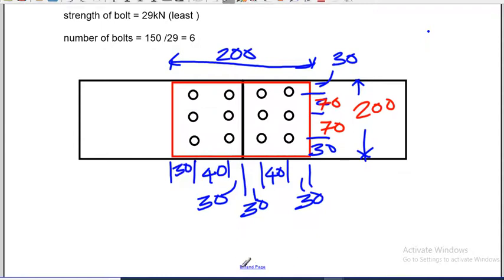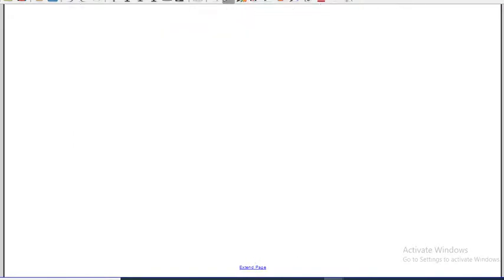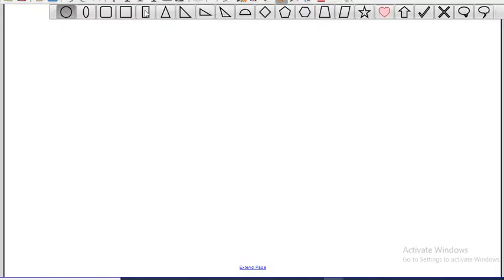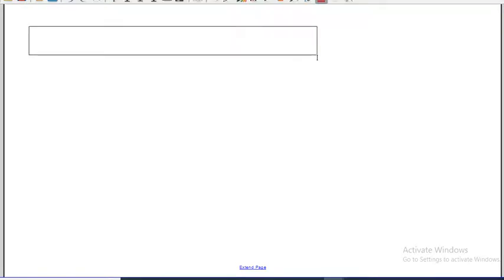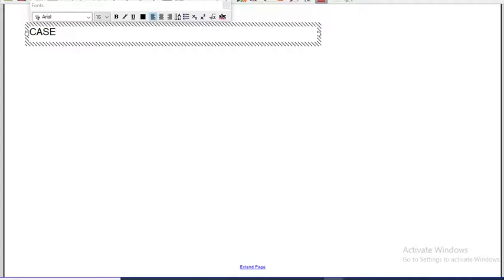Now coming to the final part, it is going to be the double cover butt joint. So the third part is case 3, the double cover butt joint, and the cover plate thickness is 8 mm.